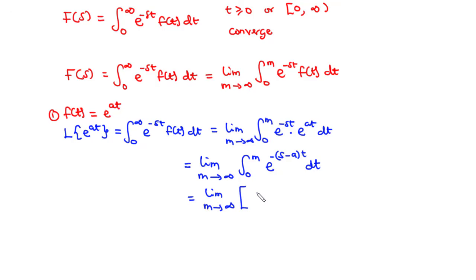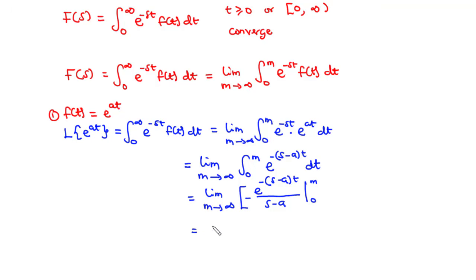So first of all, we have e to the power negative (s minus a)t divided by, because we are going to integrate with respect to t, negative (s minus a) becomes a constant. So when you integrate the exponent, you have negative (s minus a), from 0 to m.